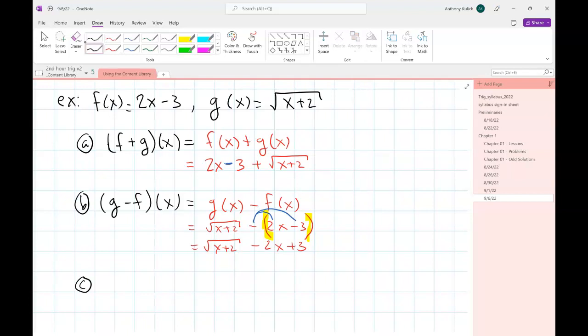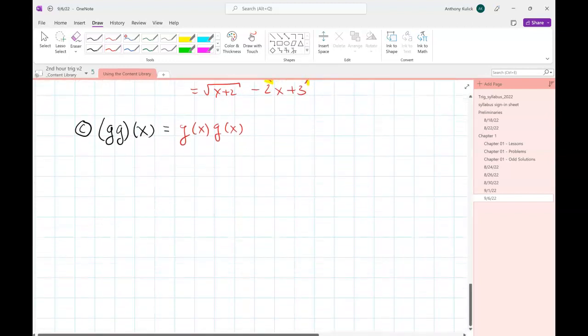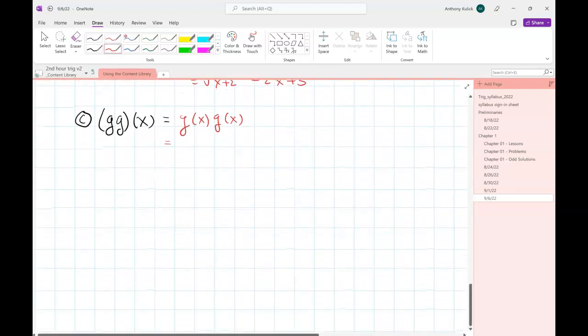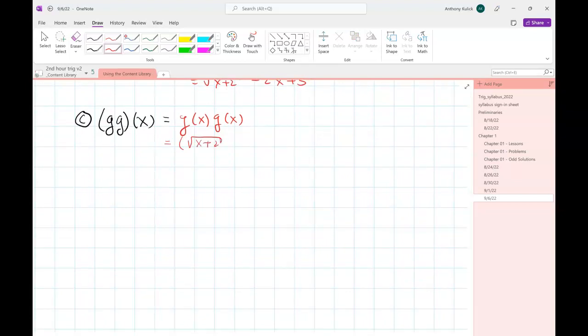Alrighty then. So we have g times g of x. So again, if we just use our definition from up above, that's just g of x times g of x. And we know that g of x is the square root of x plus 2. So we'll just plug those in.